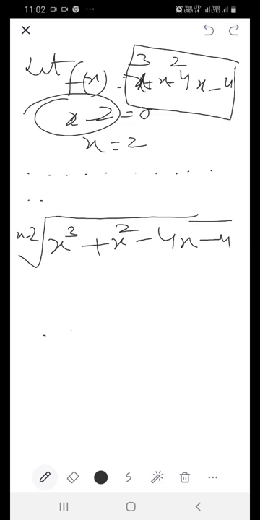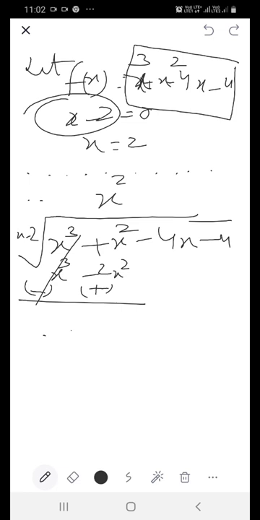Now divide by x minus 2. You need x cube, so you are going to multiply by x square. It will be x cube minus 2x square. Then in order to do the subtraction, change the signs. This will cancel out and 2x square plus x square will become 3x square. Then bring down the next term, minus 4x. Now you need 3x square, and your first term is x. You have to multiply it by 3x, so it will become 3x square minus 6x.